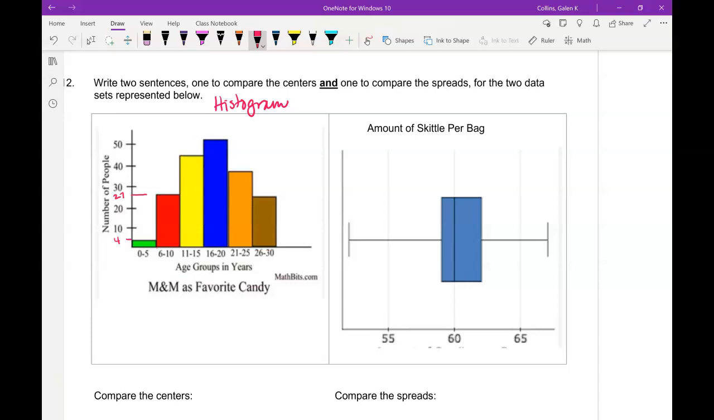The age group from 11 to 15 looks pretty close to 44, 45. Not really sure. This one, 16 to 20, looks like maybe 51 to 52. Let's see, we've got maybe like a 36 here. And I'm just kind of ballparking this. This looks like about 27 as well.